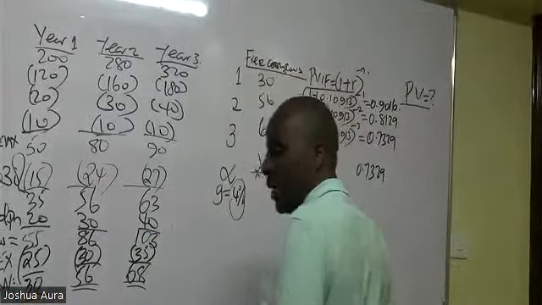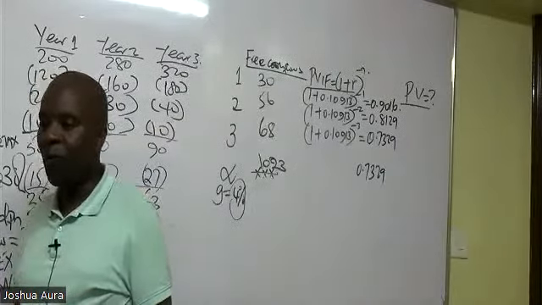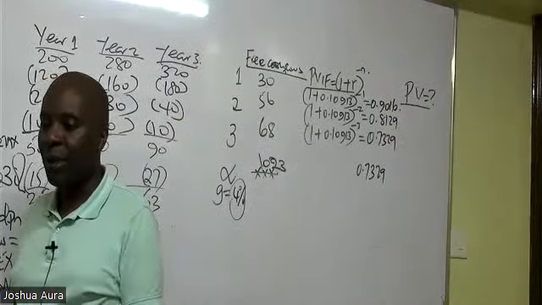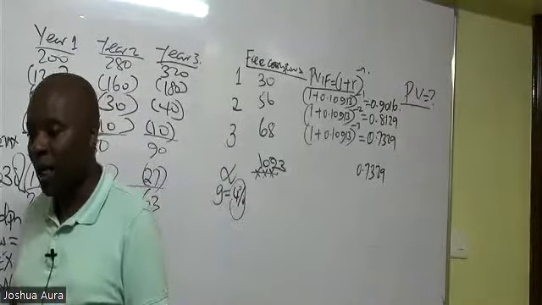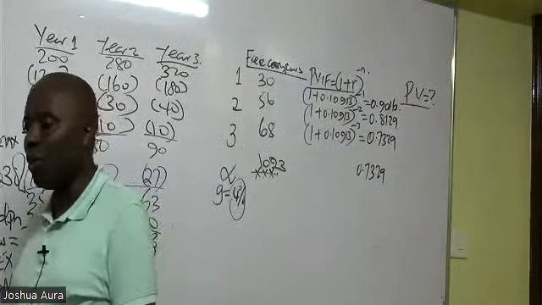So what do we have here? Present value is a round off. You don't attack at 2 decimal places. Present value, you can round off.